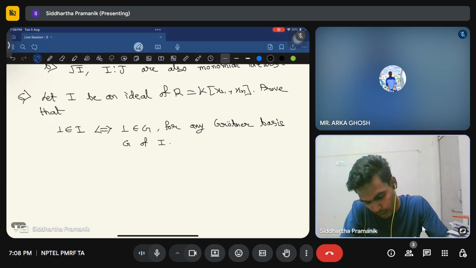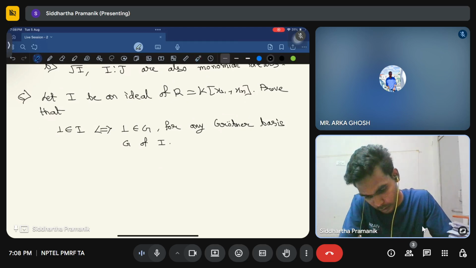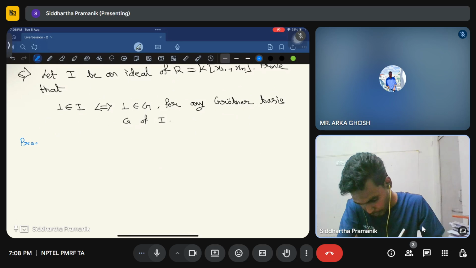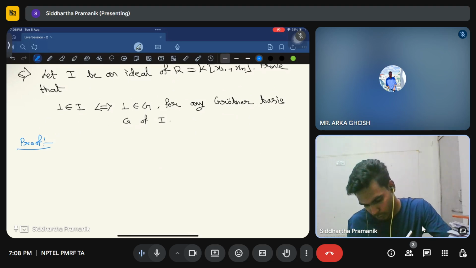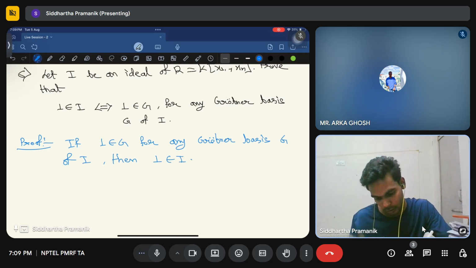So I think this fact has been used in the lectures, but let's prove this now. One side is clear. If 1 belongs to G, for any Gröbner basis G of I, then clearly 1 belongs to I, and I has to be the whole ring. So we have to prove the other way.